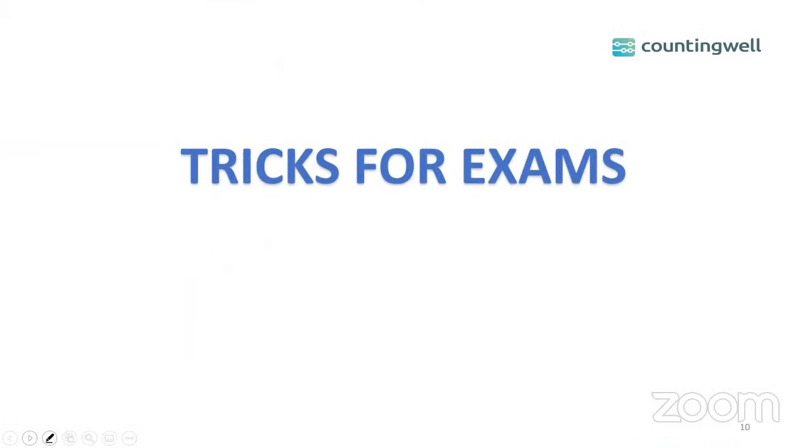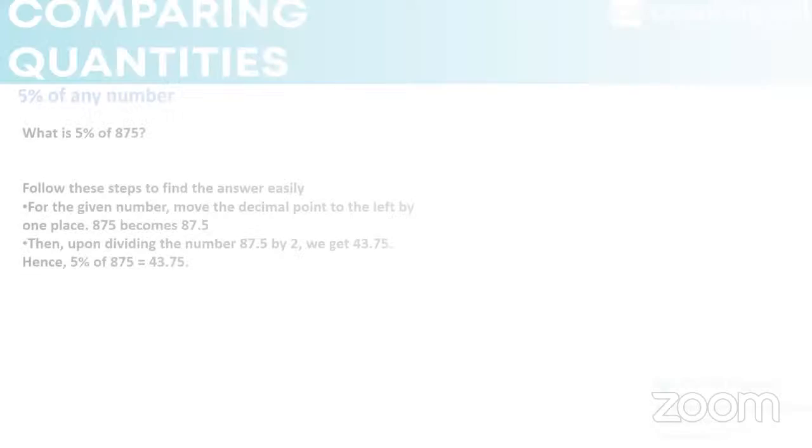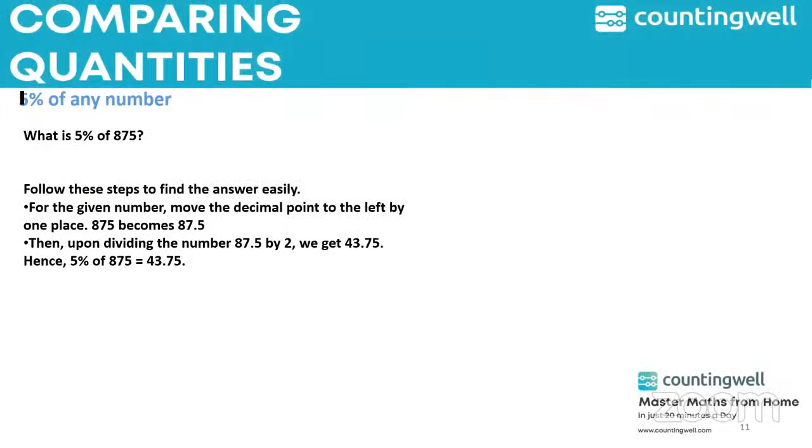Let us see some tricks for the exams. What is 5% of any number? So let us find 5% of 875. To find this, you have to follow a trick. You have to follow these steps.